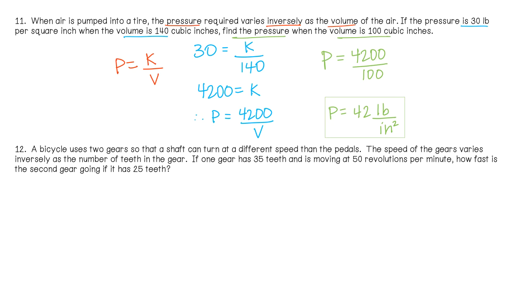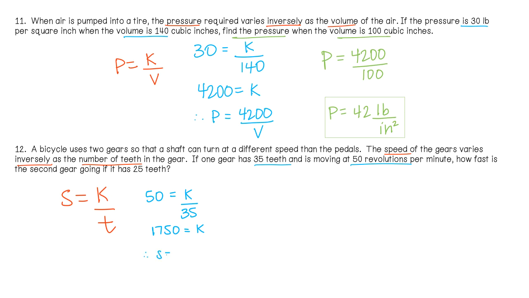All right, so the first thing we need to do is find the keyword. The speed varies inversely as the number of teeth. Inversely means to divide, so speed varies inversely as the number of teeth. Perfect. Most information, 35 teeth, 50 revolutions. Go ahead and plug that in, multiply by 35 on both sides, and we get 1,750 is my constant of variation.